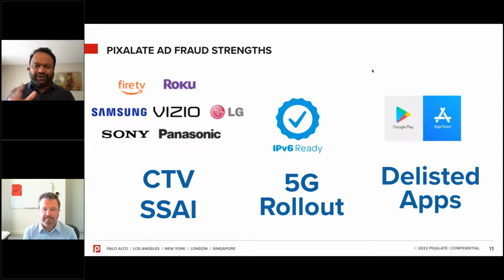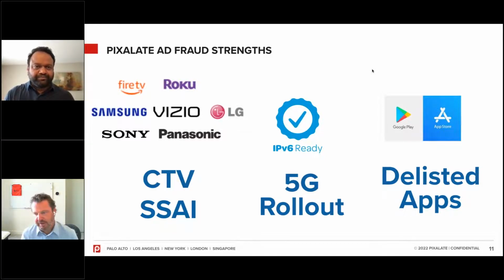Delisted apps, I will not belabor that point. I think it is an important differentiator. It is, I think, something that only we have been focused on, if I understand right. And again, this is a data feed that we provide on the Amazon DSP as well.